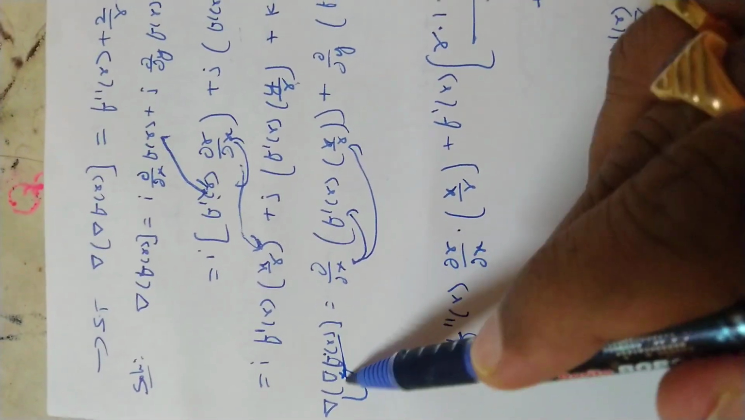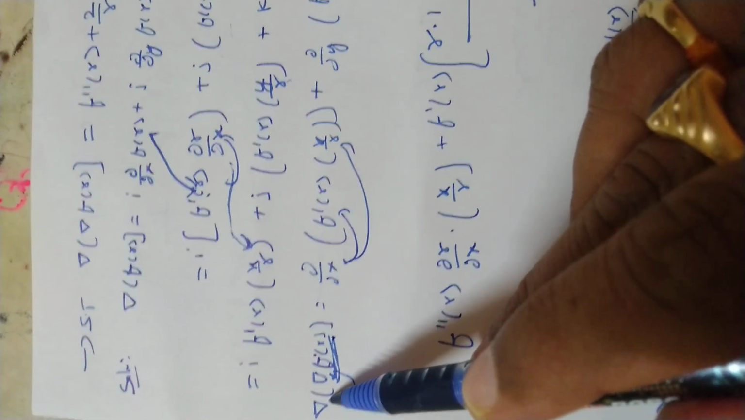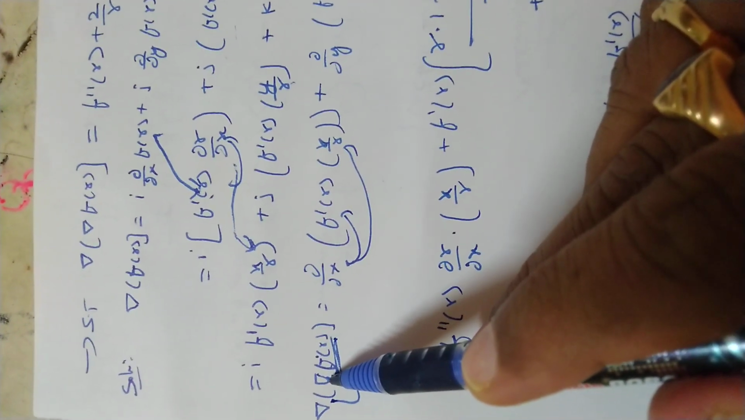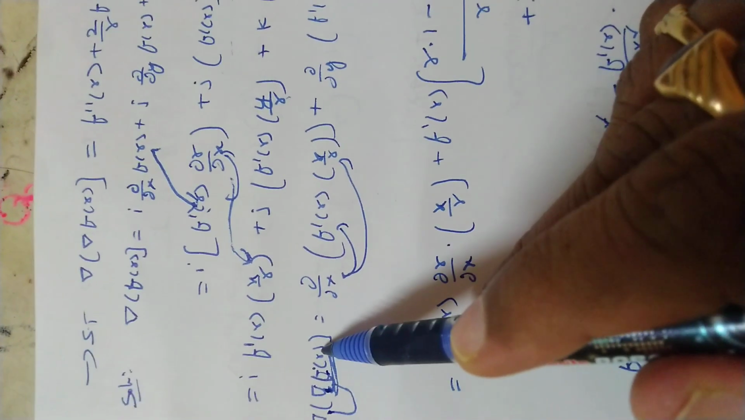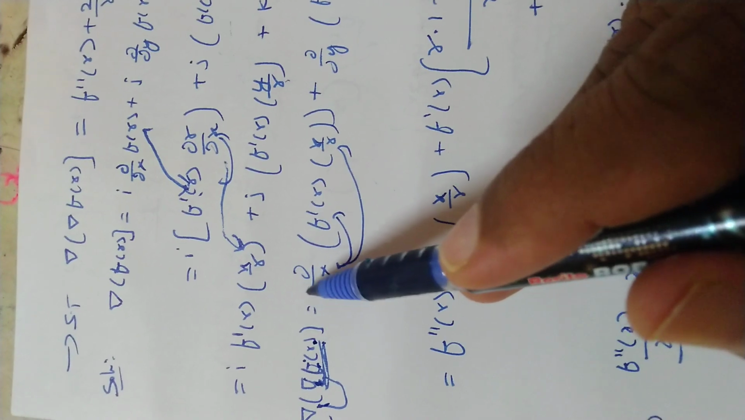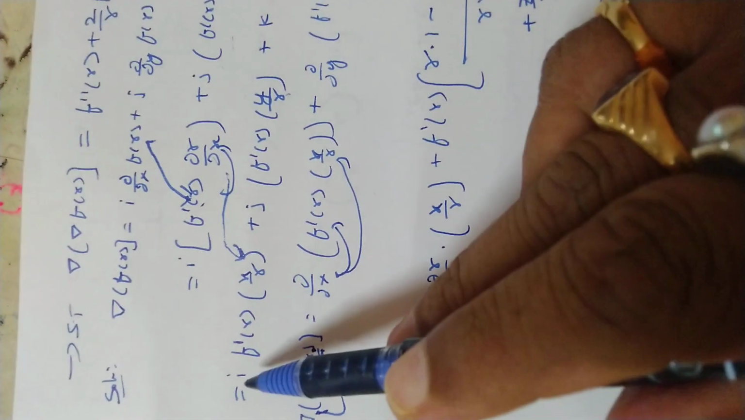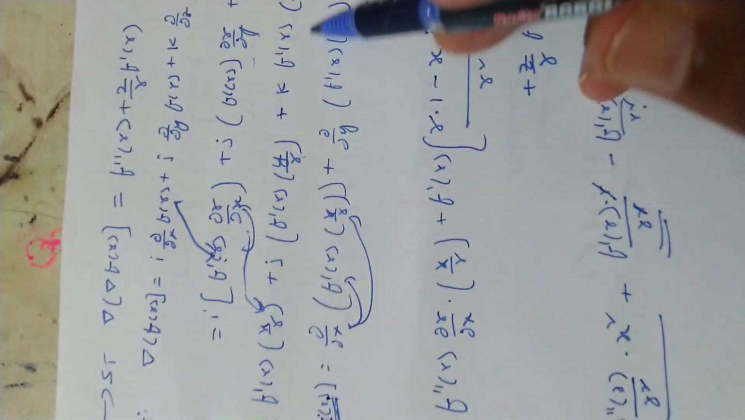So after this substitution is made, we can again apply divergence of gradient of f of r. Divergence, first del is nothing but divergence, and the second one is nothing but the gradient of f of r. So that divergence is nothing but i into dou by dou x plus j into dou by dou y plus k into dou by dou z, multiplied by this equation.